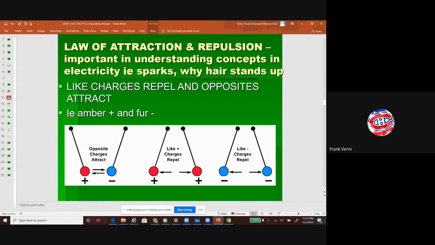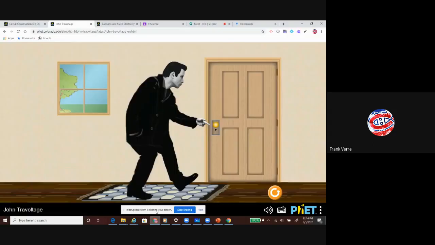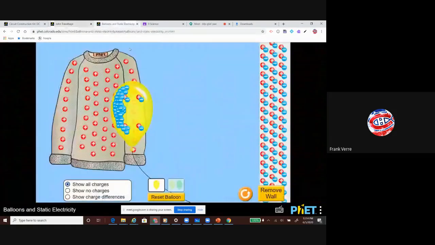So we know that things that are the same charge repel, right? Opposites attract, like charges repel. And you can see that, for example, in this animation. And that explains the static cling, right? That explains why the balloon is stuck to the sweater. All right. This is an important concept in understanding electricity.